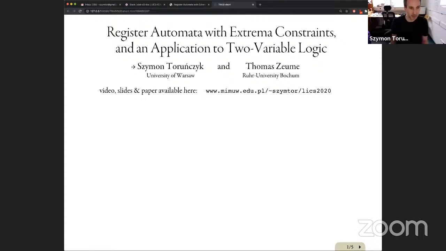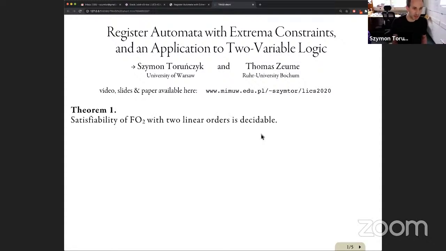Let me start by phrasing the two main results. The main result says that the satisfiability problem for first order logic with two variables and two linear orders is decidable.